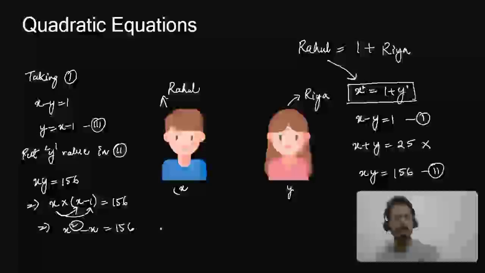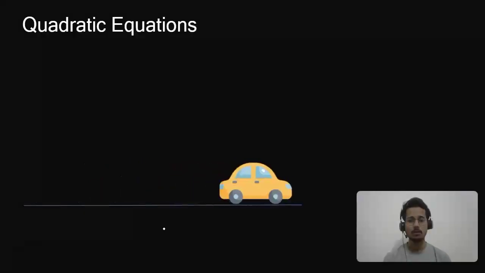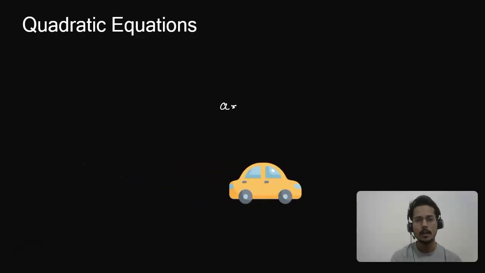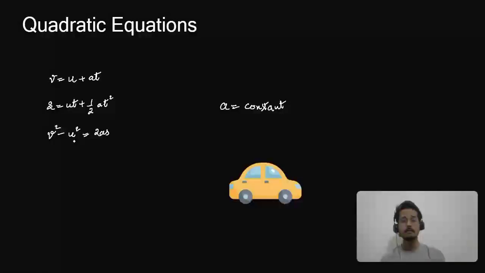Just to give you one simple example, let us say I have a car and it is moving with uniform acceleration. So acceleration is constant. And we know that in chapter number 9, we actually had three equations of motion, right? The first one was v equals u plus at. I hope you all remember. The second one was s is equal to ut plus half at square. I hope you have noticed what I wanted you to notice. And the third equation is v square minus u square equals 2as, right?